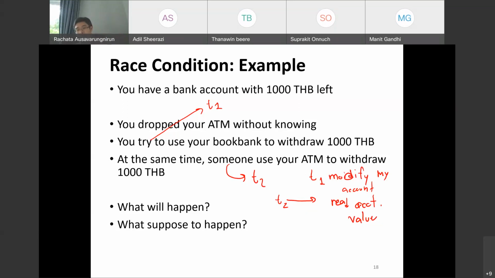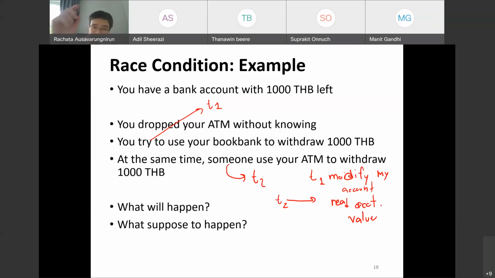So thread 1 comes in, I'm subtracting 1,000 from my bank account. I haven't finished that subtraction. Thread 2 comes in right at that nanosecond and says, hey, I want 1,000. They're gonna read 1,000. Both people will get 1,000. What's the final value in my bank account? And actually 0.